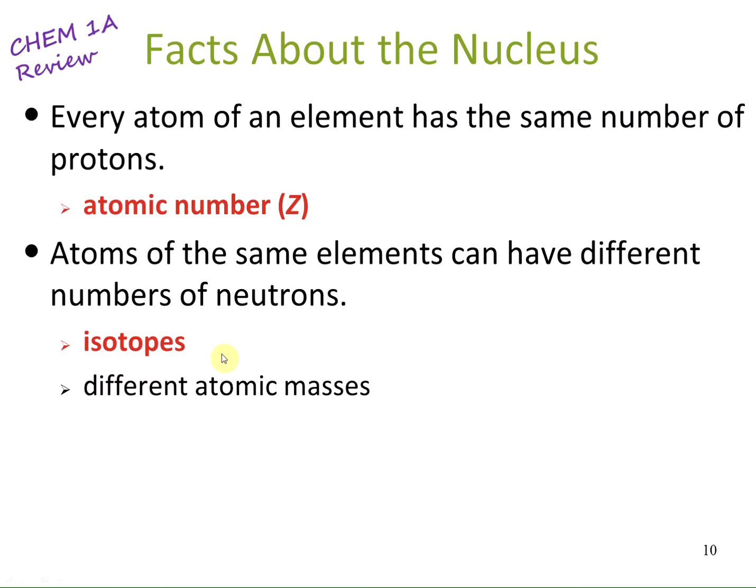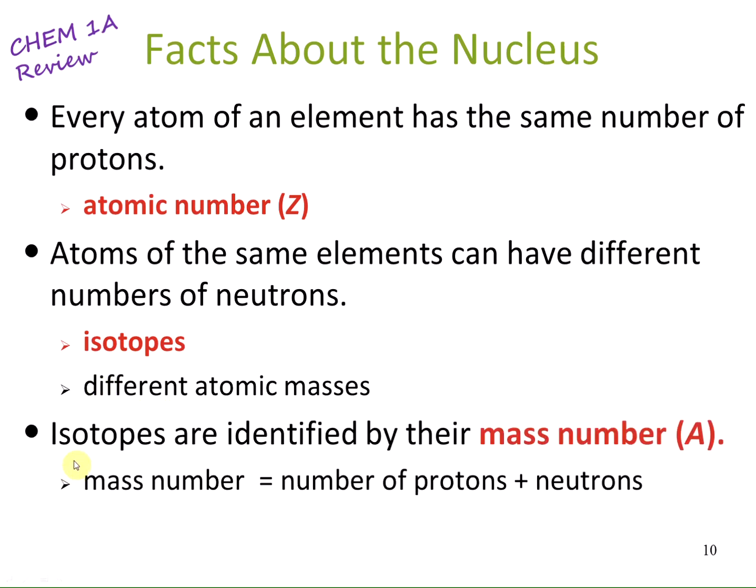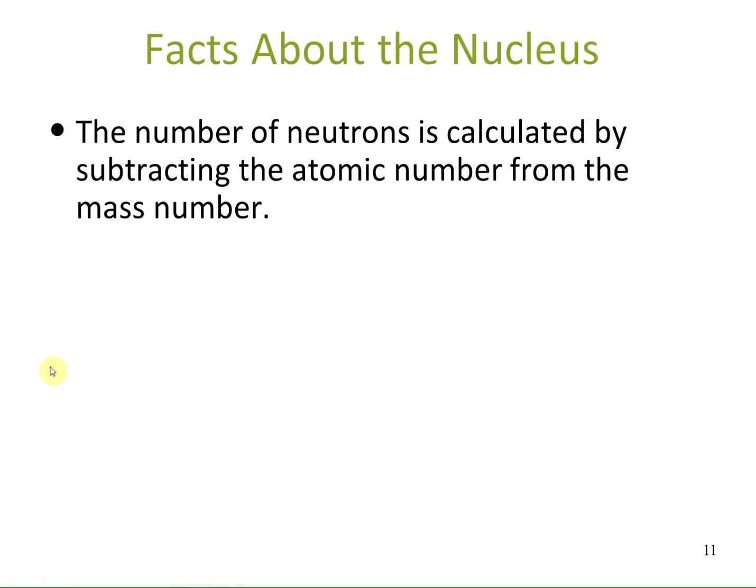And if they have a different number of neutrons, then they're going to have different atomic masses. Now the isotopes are identified by their mass number. And remember, the mass number is the number of protons plus the number of neutrons. So the atomic number is the number of protons, and that identifies which element something is. And then the mass number is the number of protons plus the number of neutrons. The number of neutrons is calculated by subtracting the atomic number from the mass number.